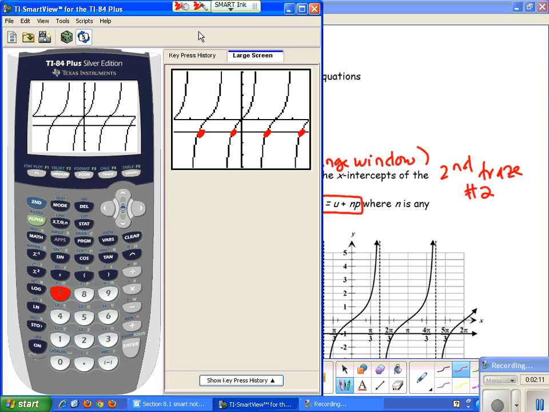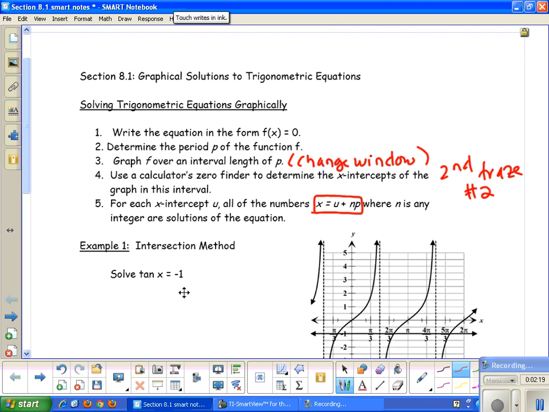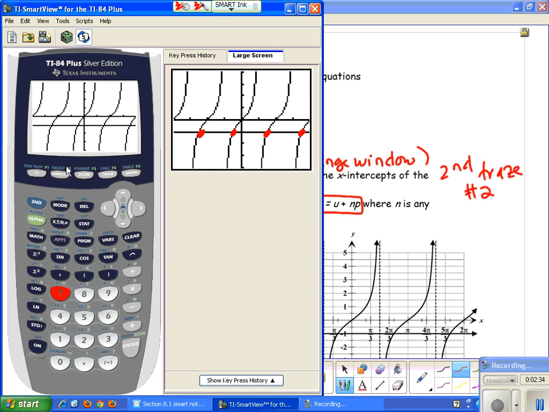So you have to figure out, well, what's the period of this function? The period for this function, if you look at the tangent of x equals -1, we know the period is equal to pi because we know our parent graphs. So the period equals pi. So I only want to look at the window from 0 to the length of your period. So in this case, I'm going to look at my window from 0 to pi.